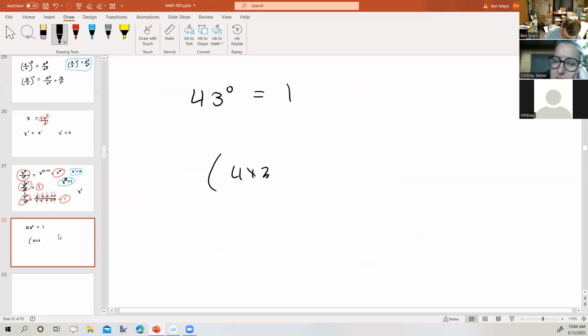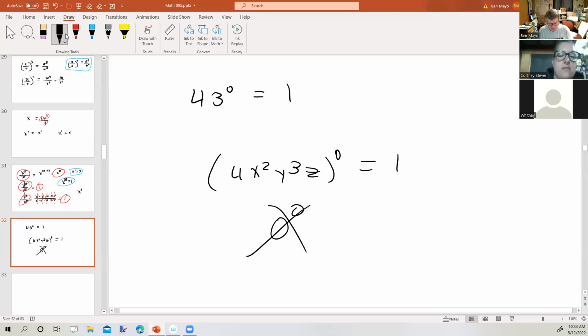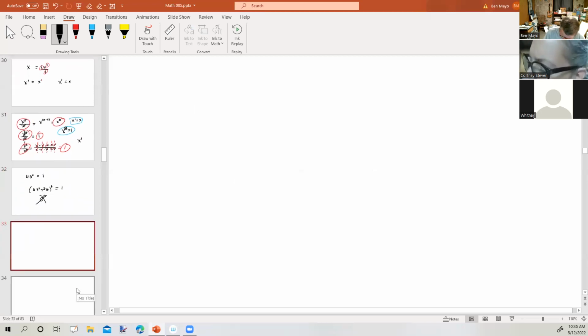4x squared y cubed z to the 0 power equals 1. Okay, anything to the 0 power other than 0 to the 0 power, we'll save that for calculus. Got to save something for calculus. All right, now let's go back to this idea.